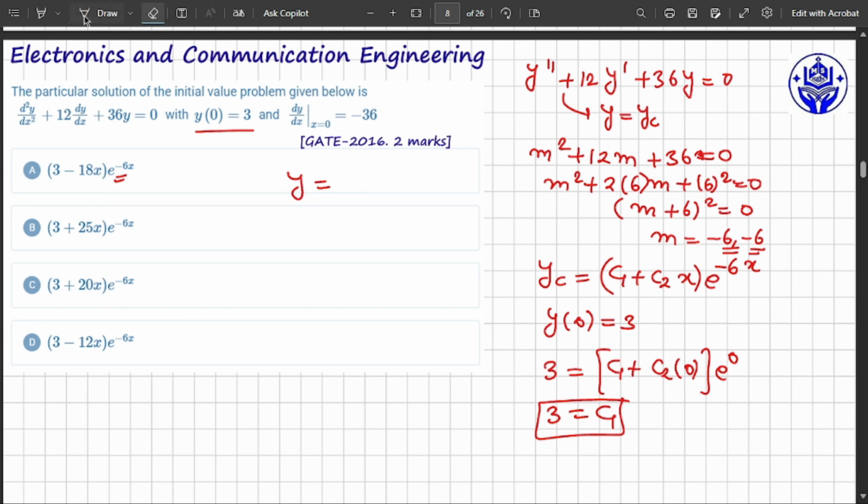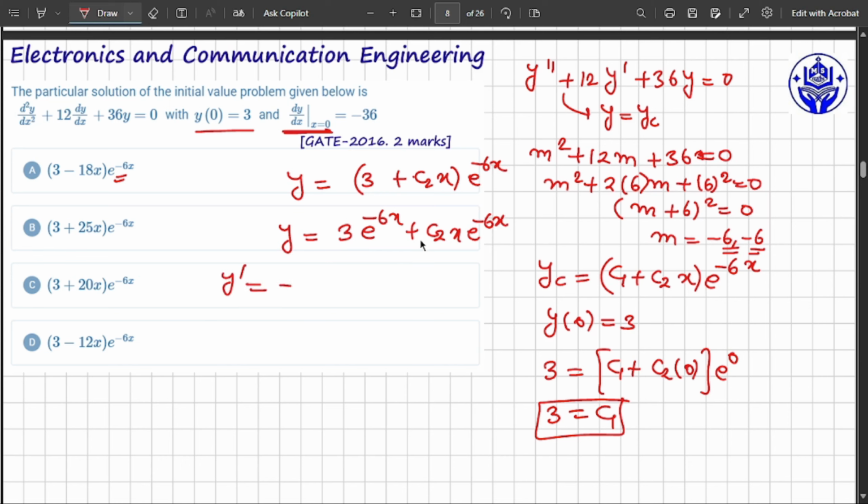Y is the c. Okay, c1 is 3 here. And I can write it as 3 plus c2 into x e to the power of minus x. Then I can write it as 3 e to the power of minus 6x plus c2 x e to the power of minus 6x. And I'm going to differentiate it, because this condition will be on the derivative part of this.